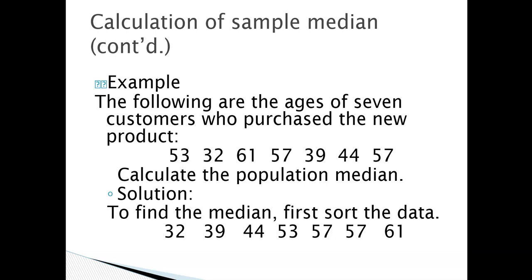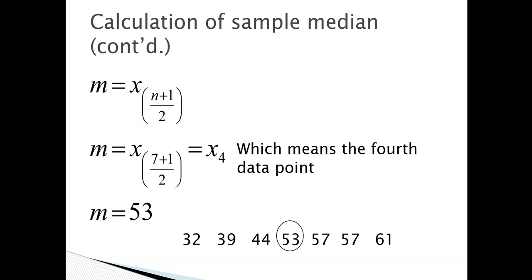For example, the following are the ages of 7 customers who purchased the new product. So consider those ages for customers who purchased the product. What will be the median in this case? First, we need to rearrange the data points or sort them from small to large. So you can see that we started with the 32, ended up with the 61.